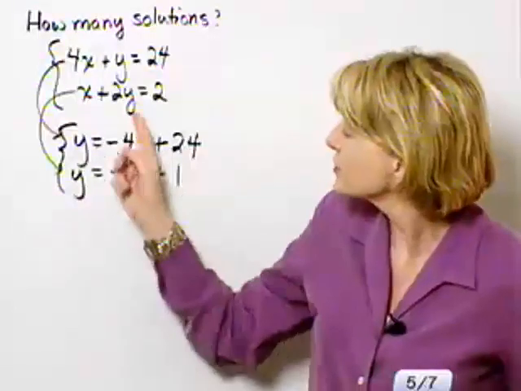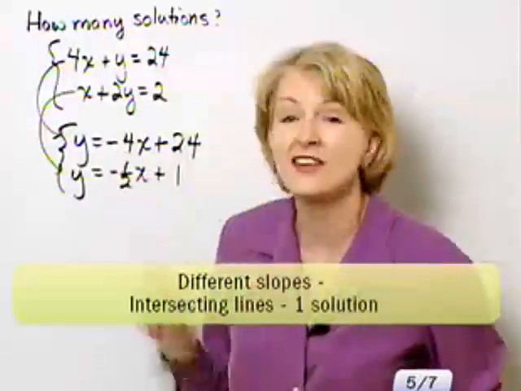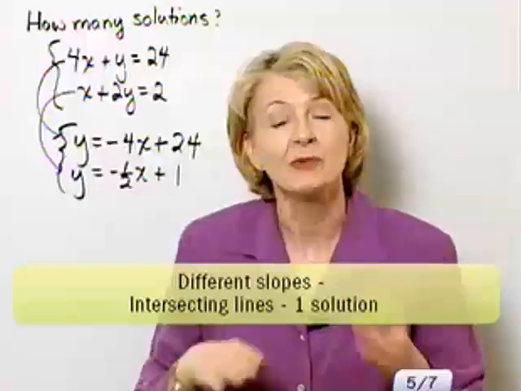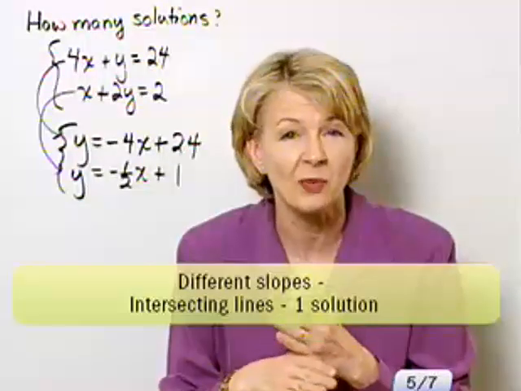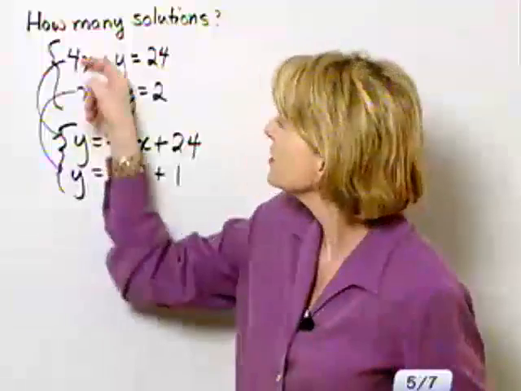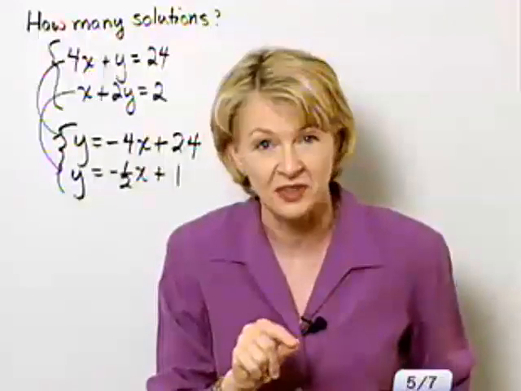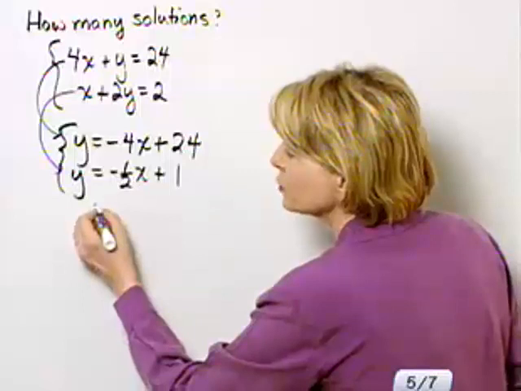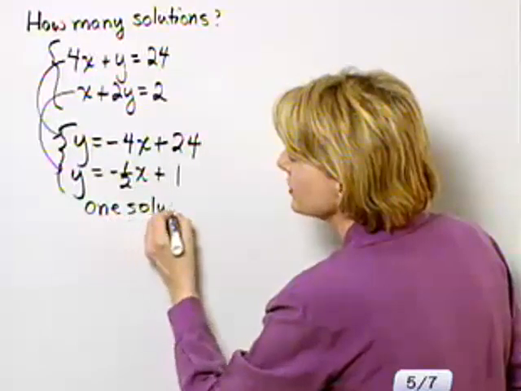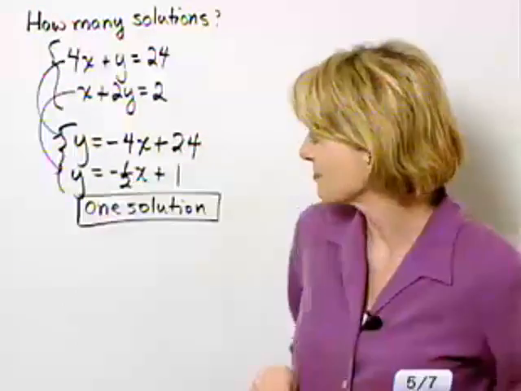And now you just concentrate on the slopes and the intercepts. Since these slopes are different, then the lines will intersect, and when the lines intersect in one point, then the system has one solution. So these represent intersecting lines because the slopes are different. That means that these lines will intersect in one point, so there is one solution to this system.